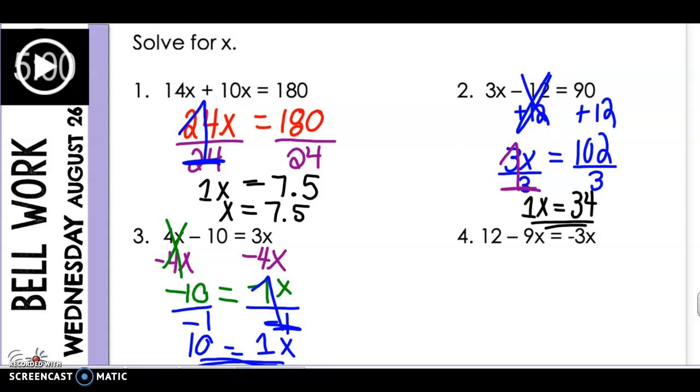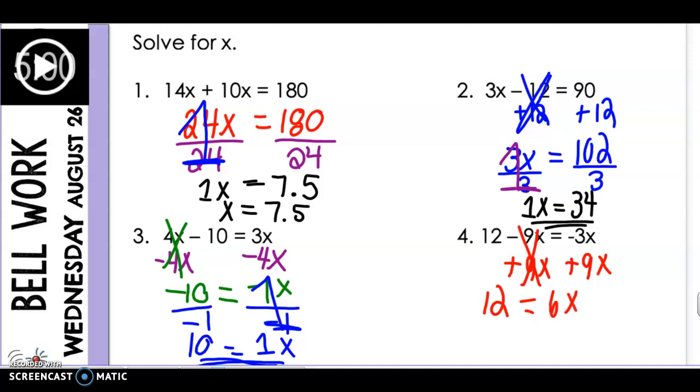Number 4, 12 minus 9x equals negative 3x. So we need to get all of our x's on one side of the equal sign. This is a minus 9x and negative 9x, so the opposite of subtracting is adding. Add 9x to both sides. We're left with 12 because these x's cancel out, equals negative 3x plus 9x. What is negative 3 plus 9?